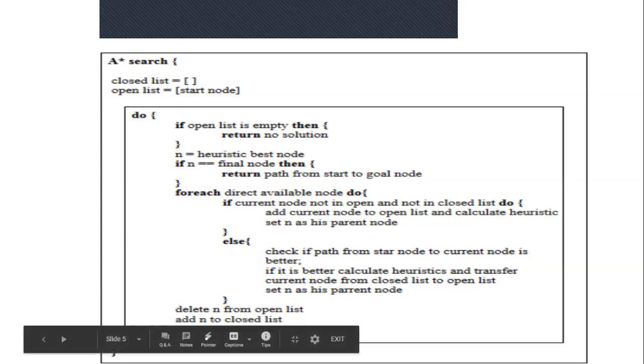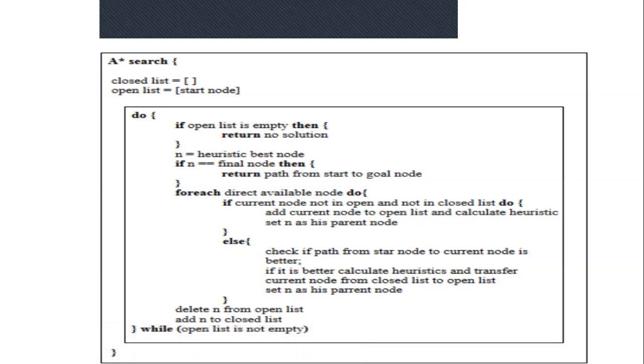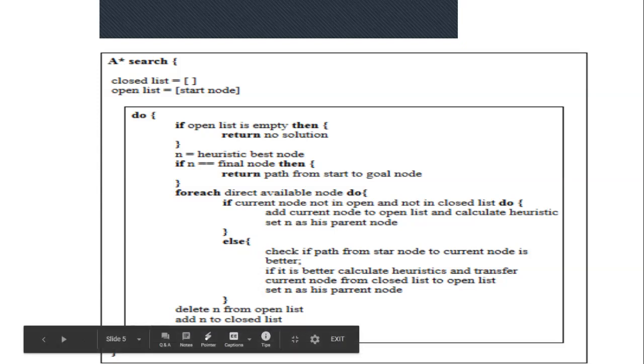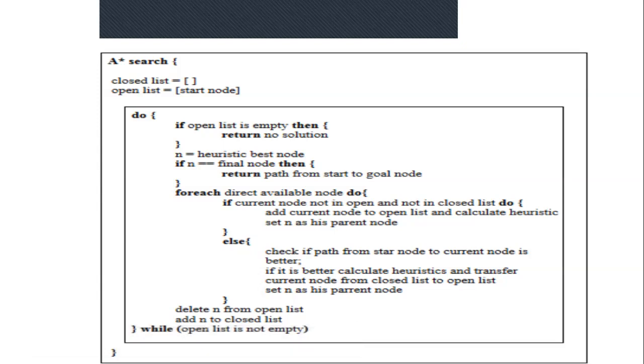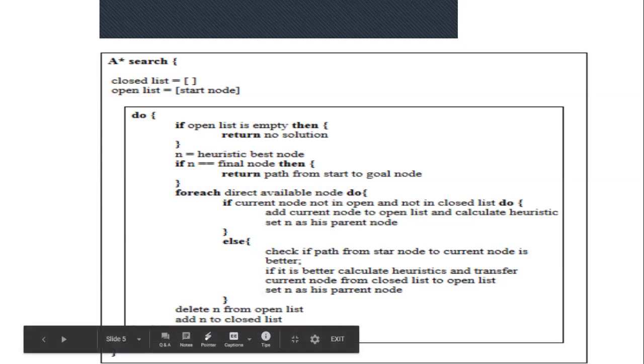Also, if that particular node is in the closed list but not in the open list, then we check the path from the start node to the current node. And if it is better than all the other paths which we found in the previous steps, then we transfer that particular node from the closed list to the open list, and set n as its parent node.